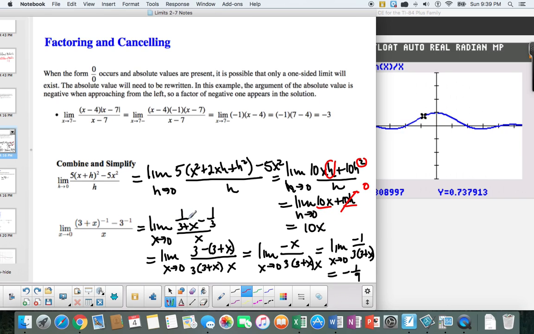Over here, it's working with fractions. Get a common denominator. The 3's are going to go to 0. I'll have a negative x, and I can do some reducing here, and then evaluate.